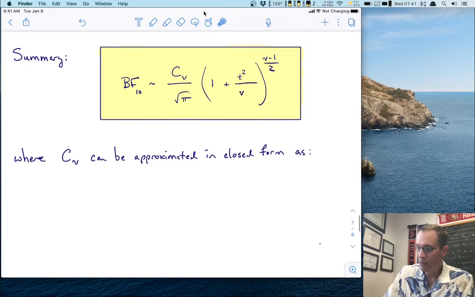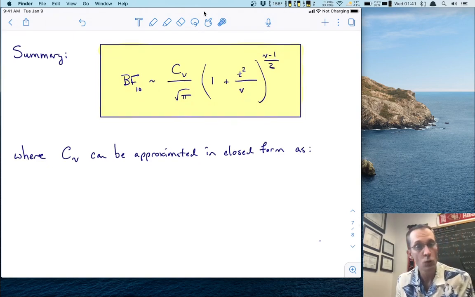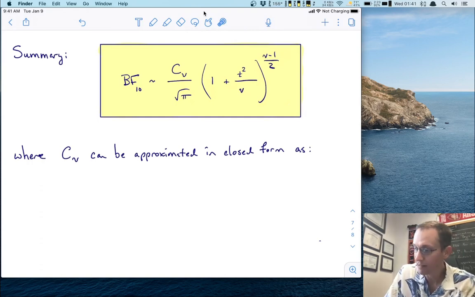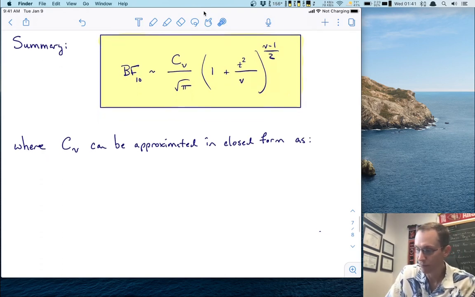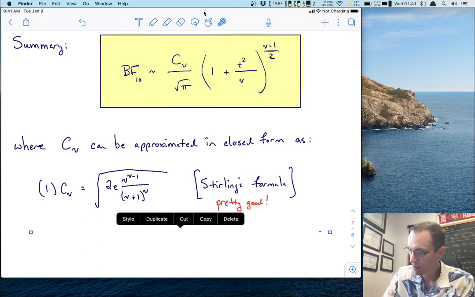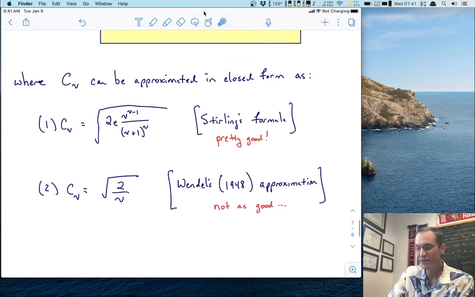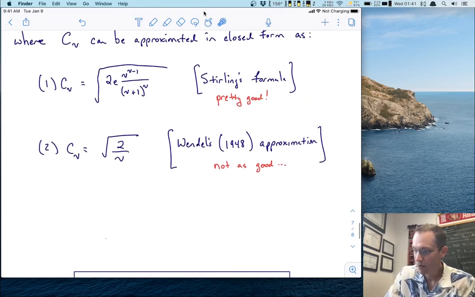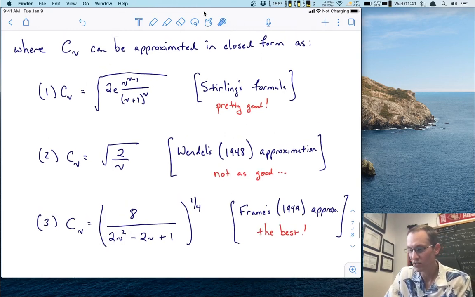So in summary, we can compute these Bayes factors in closed form. In other words, we can get rid of the gamma function by approximating the gamma function component in one of 3 ways. We can do it this way, which is Stirling's formula, and as we saw, it's a pretty good approximation. We can do it this way, which is even simpler. This is Wendell's approximation, but it's not quite as good. Or then finally, we can do it this way, which is certainly the most complex, I think, of the 3, and it is the best.